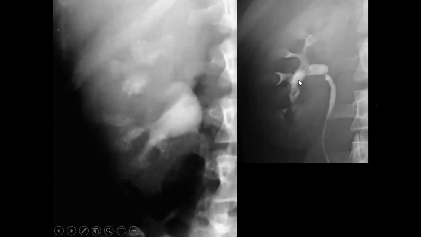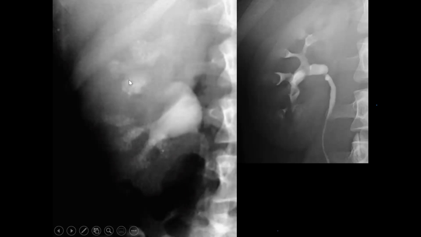Now, very important on IVP, this is the pelvicalyceal anatomy. The C shape is a normal appearance, with this being the minor papilla and this the minor calyx. This is the major calyx and this is the renal pelvis and the ureter. So this C-shaped appearance with the indentation of the medullary pyramid is a normal appearance.